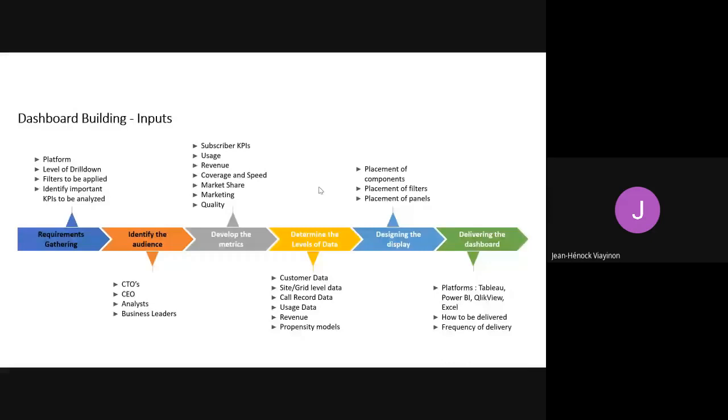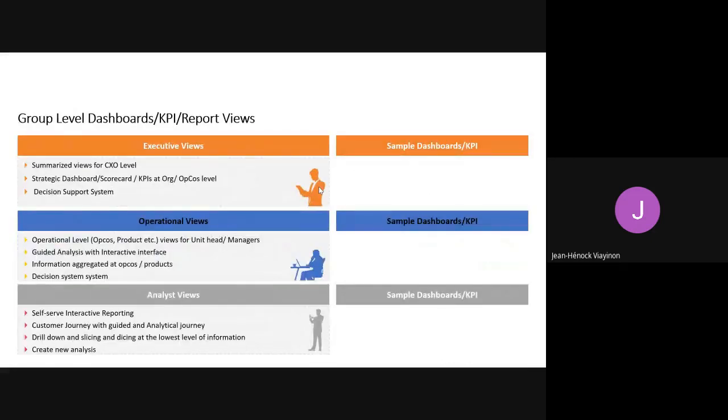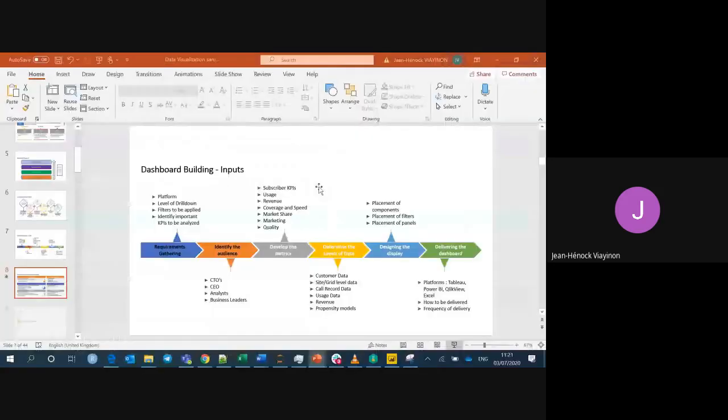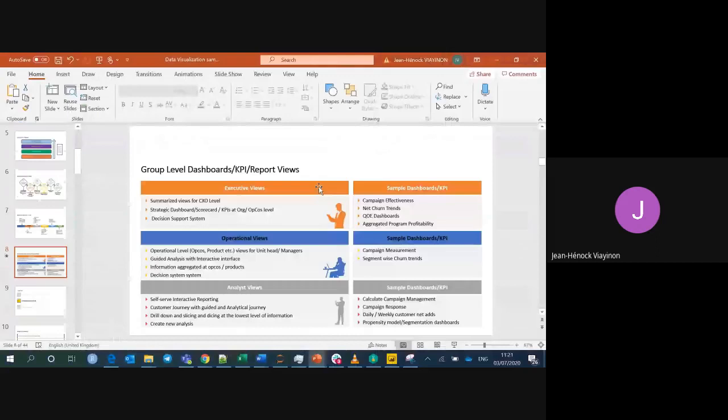So now, depending on which group you are delivering to, it could be the executive group, or it could be an operational view, or it could be for just a statistician or analyst. So depending on which view you want to show at the end of your dashboard process, you are going to need some KPIs. Especially for the executive view, you could need to display information about the campaign effectiveness.